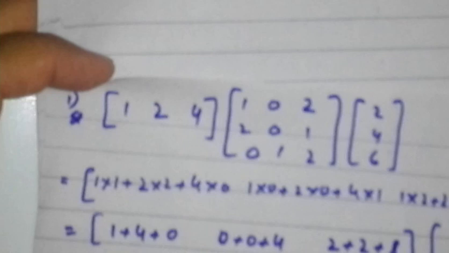Now look, 4 plus 2, 6, 12 plus 4, 16, 26, minus 8, minus 18, and here minus 28. This is the answer.